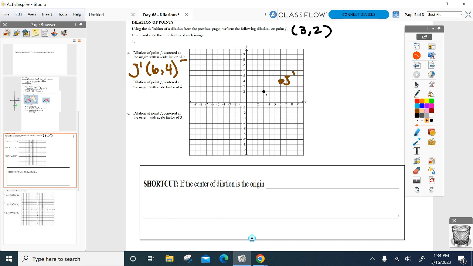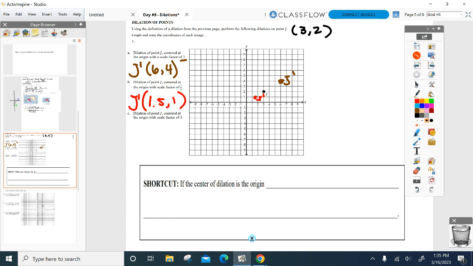All right, now let's go in reverse. Scale factor of 1/2. Is J prime going to get closer or further away from the origin? Closer to the origin. All right, well, we just figured out we went up 2 over 3. Cut that distance in half now. Now I want to go what? Up 1 over 1.5. Here's J prime now. Scale factor of 1/2. J prime, what are we looking at here? 1.5, 1.